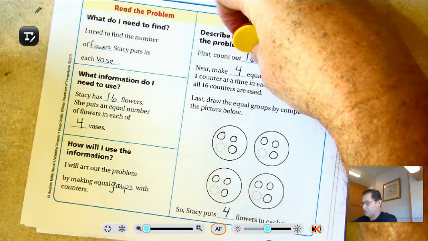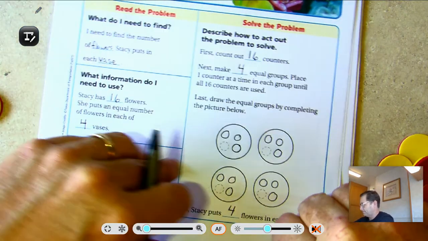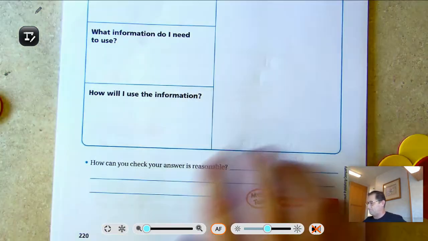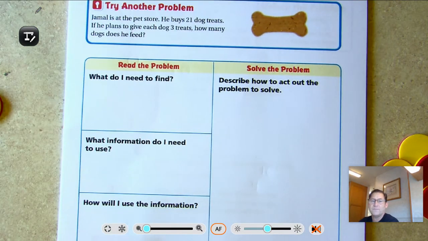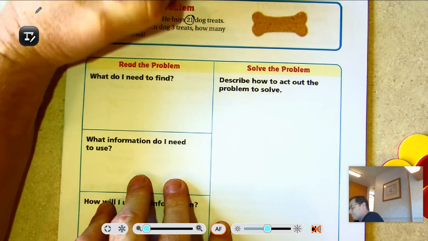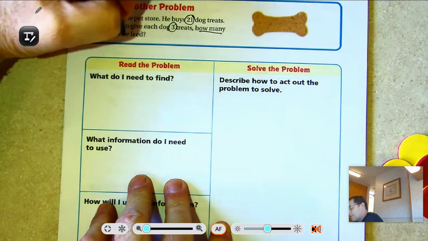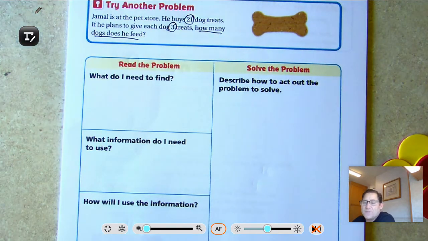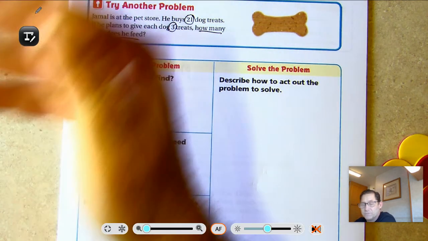All right, let's go to page 220. Jamal is at the pet store. He buys 21 dog treats. If he plans to give each dog 3 treats, how many dogs does he feed? Well, this is a slightly different problem. It's still a division problem, but in this case, they didn't tell me how many groups. This time they told me how many are in each group. They told me each dog's going to get 3 treats. So I have to figure out the number of dogs, or the number of groups.